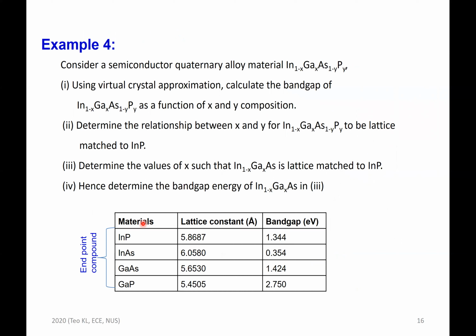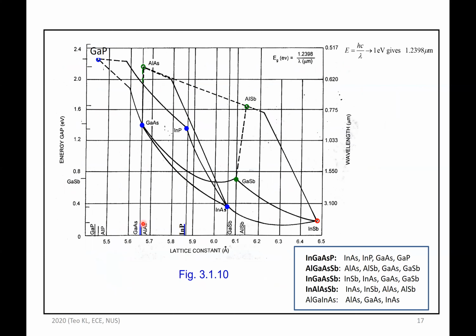Next, let us look at one example. How do we use the virtual crystal approximation to calculate the properties of the semiconductor quaternary alloy material indium gallium arsenide phosphide? Before we do that, let us look at one of these classic graphs, the plot of band gap as a function of lattice constant. Okay, band gap as a function of lattice constant, not band gap as a function of composition. Band gap as a function of lattice constant.